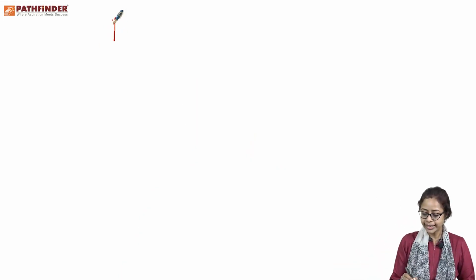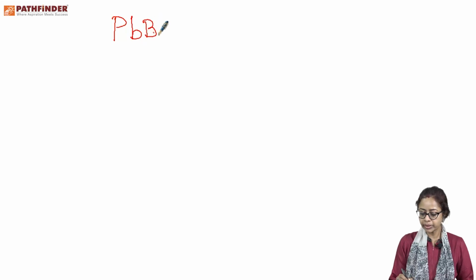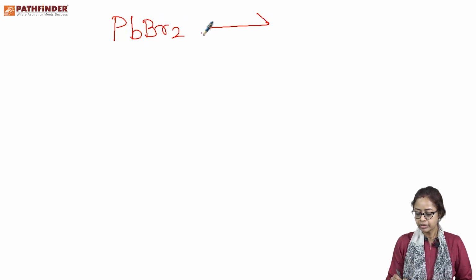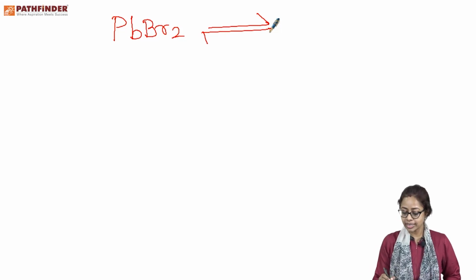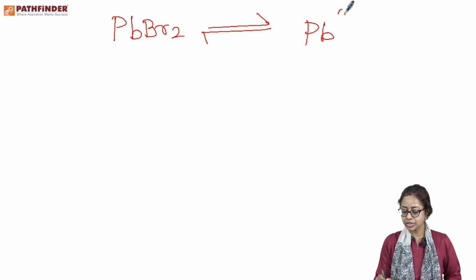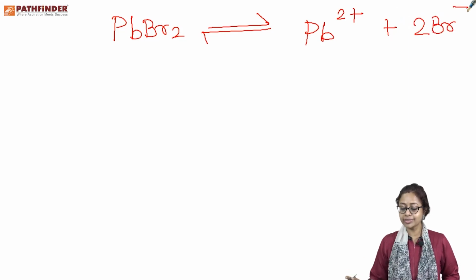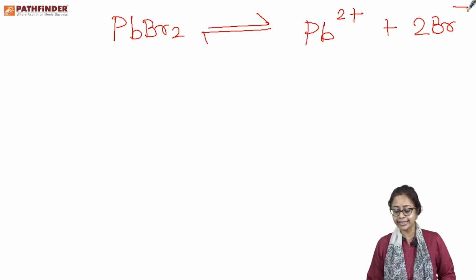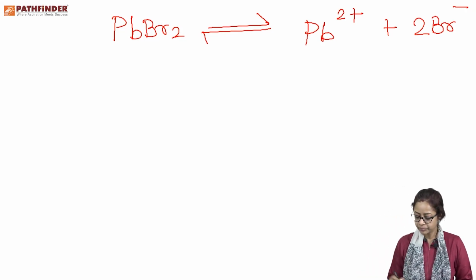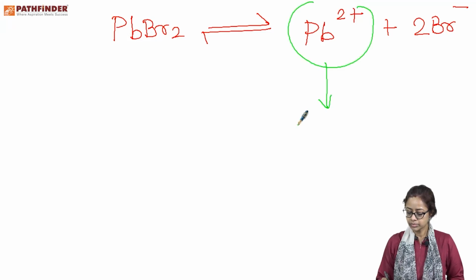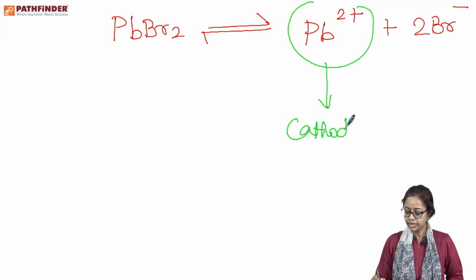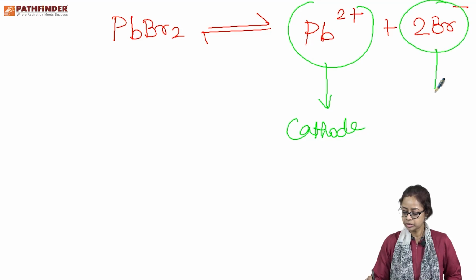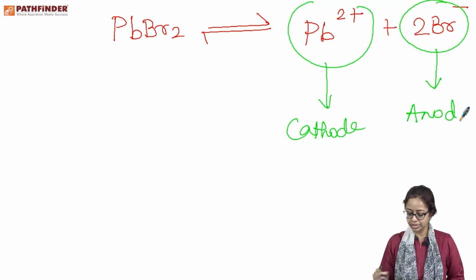So, as you are following on the board, lead bromide, PbBr2, when it gets in the molten state, it undergoes dissociation. The force of attraction between the ions reduces and it gives you two ions, the cation and anion. Now this cation travels to the cathode and the anion travels to your anode.